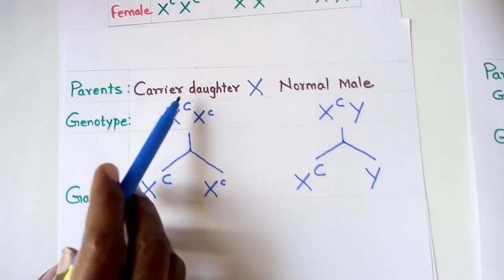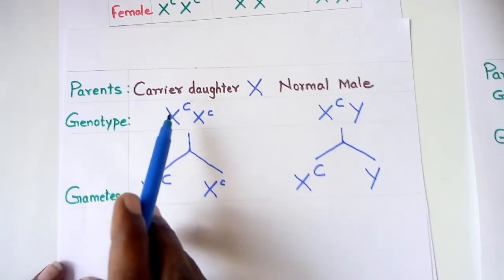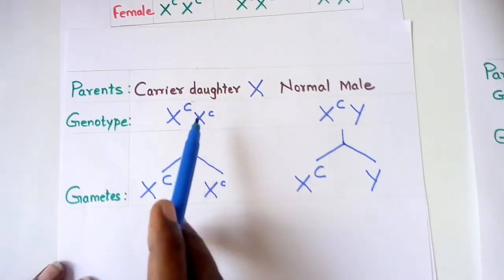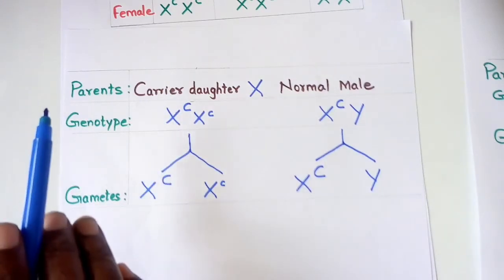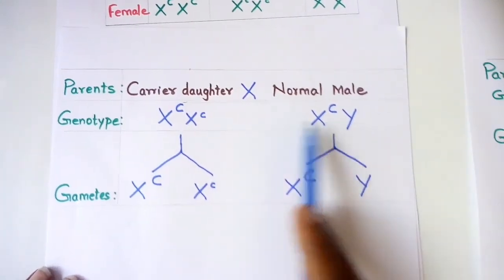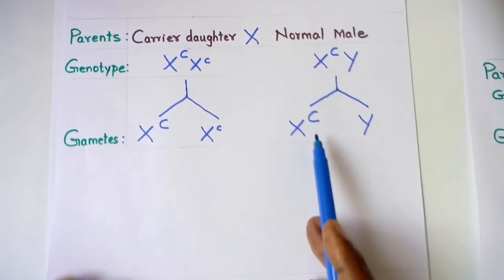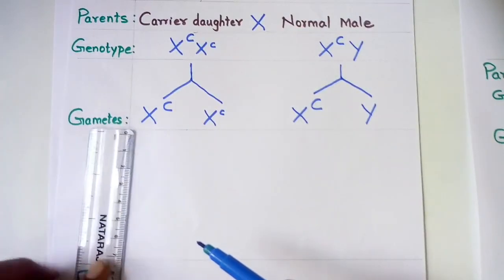From the father, the daughter has received the gene for color blindness. She is a carrier, that means she is carrying the gene, but she is normal, that means she is not suffering from the color blindness disorder. Now she is married to a normal male and these are the gametes. So now we have to cross the gametes.